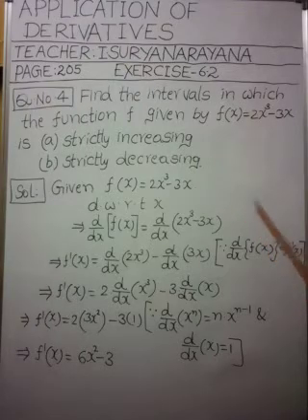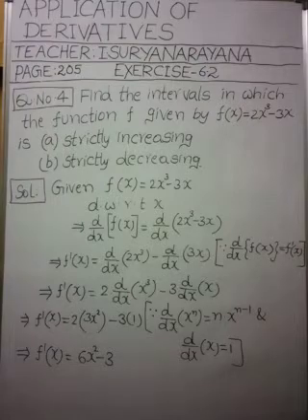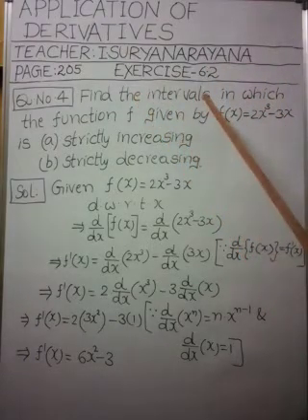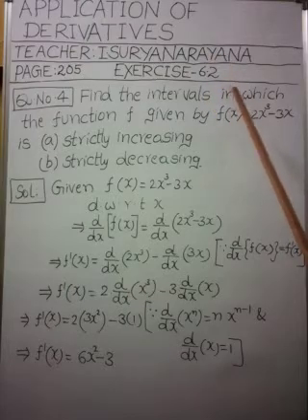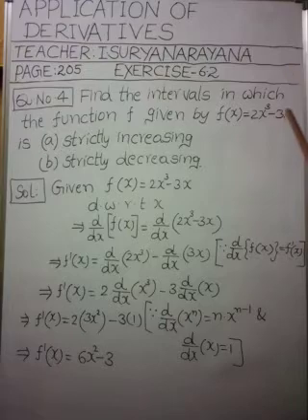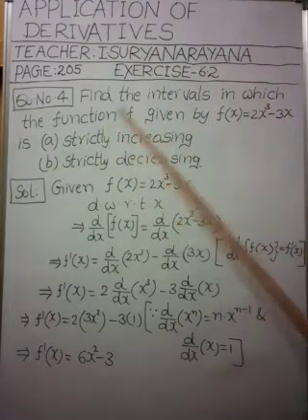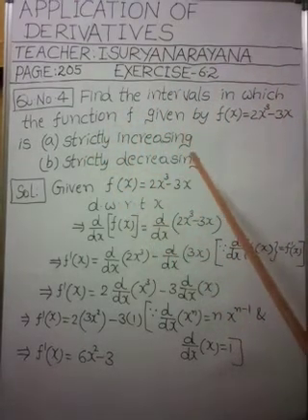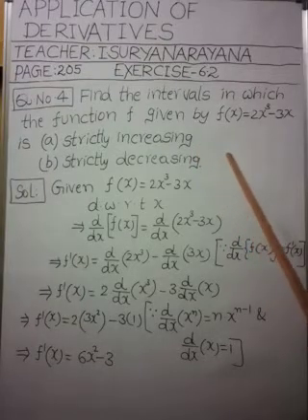In the previous questions, they have given the intervals and we have verified whether the given functions are increasing or decreasing in those given intervals. But in the reverse order, here we had to find the intervals. Here they did not give intervals. We have to find the intervals in which the given function is strictly increasing and strictly decreasing. Understood this question, my dear children?